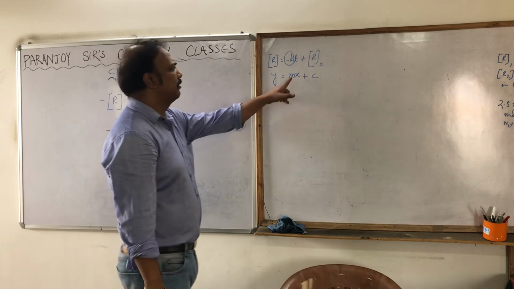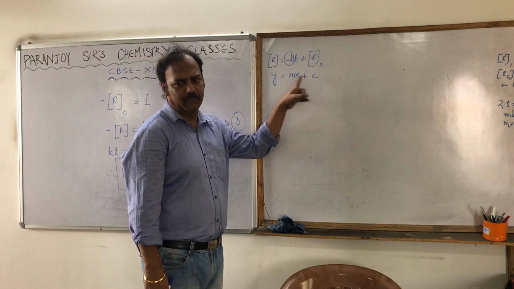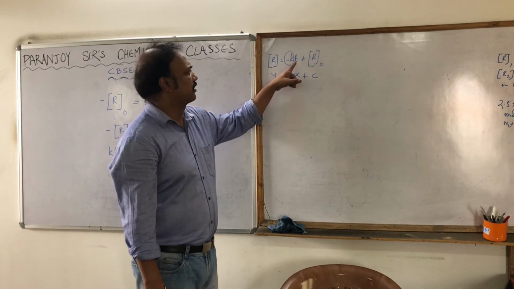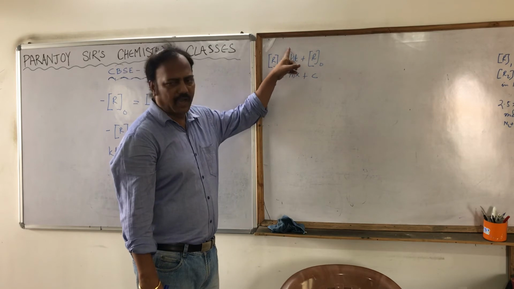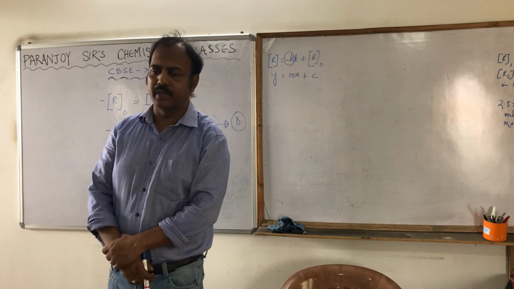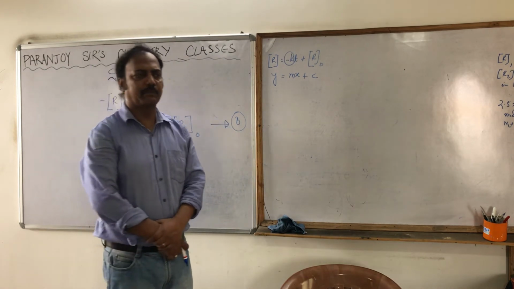What is m now? M is the slope and c is the intercept. We know this. The value of m is minus k. That means the slope is negative. What do we understand by negative slope?